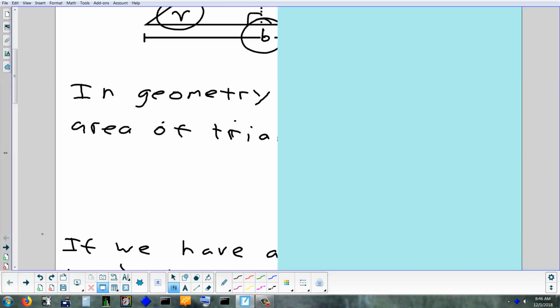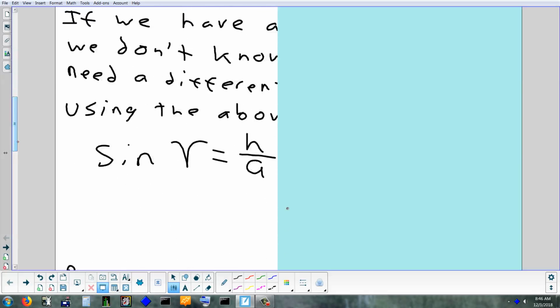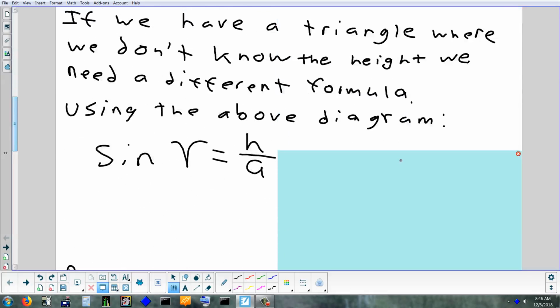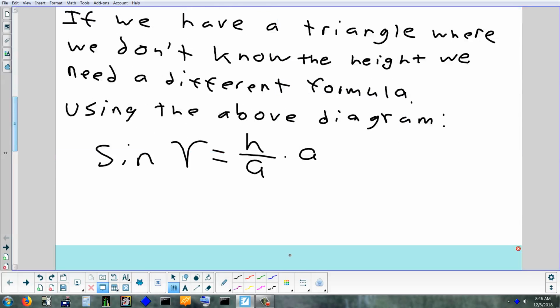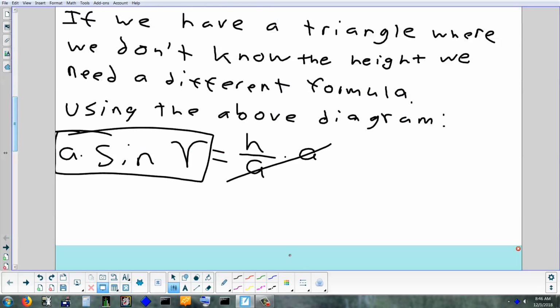All right, so I got that part. Now I said I want a formula for H. So I want to put the A on the other side. Christian, how would I move the A over to the other side? Would you multiply? Yep. Multiply each side by A. And there's a formula for the height. The height is A sine gamma.